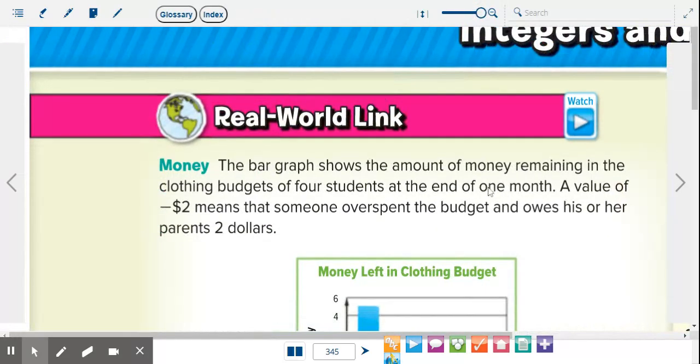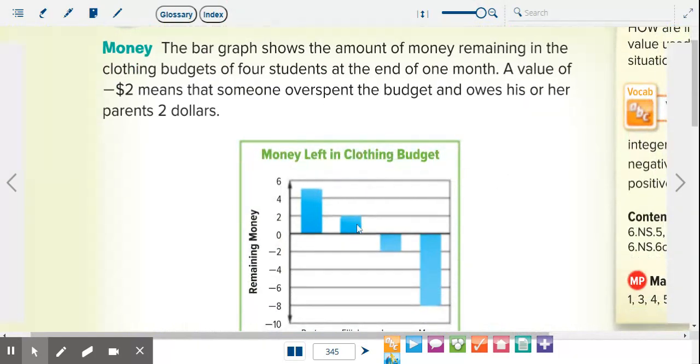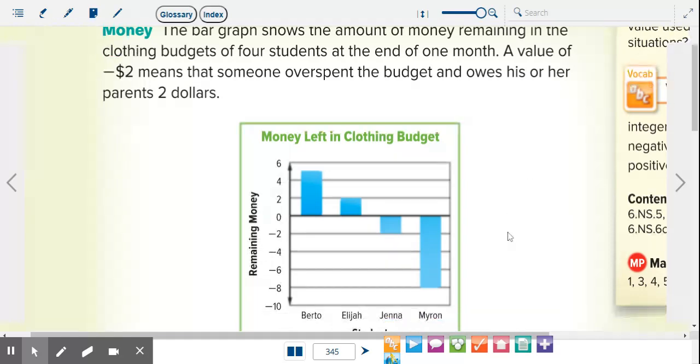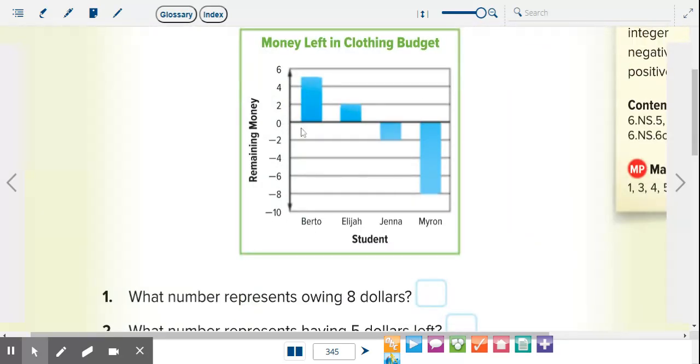So right here in the real world link. The bar graph shows the amount of money remaining in the clothing budgets of 4 students at the end of 1 month. So a value of negative $2 means that someone overspent the budget and owes his or her parents $2. Okay, so if it's negative, that means they spent too much and they owe their parents money. So here's our graph. So we got Berto, who spent about $5, Elijah's $2, Jenna went negative and was down -2, and Myron spent -$8.